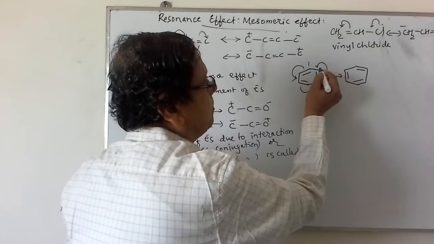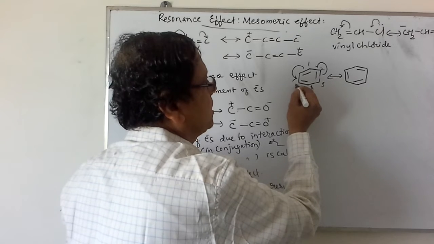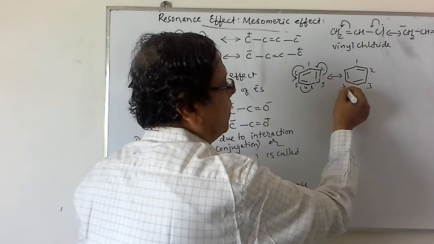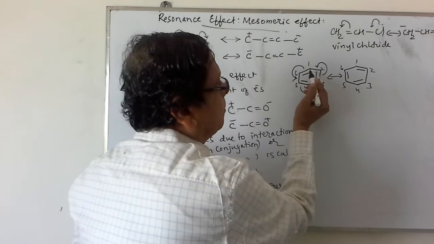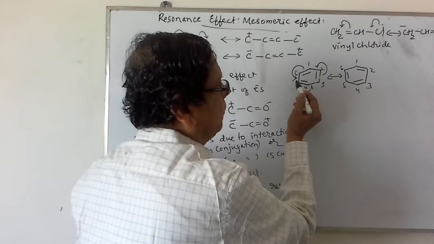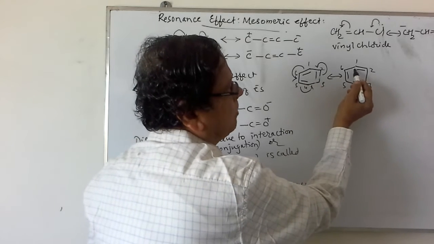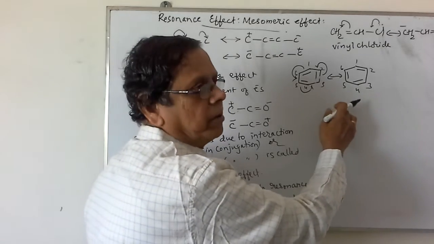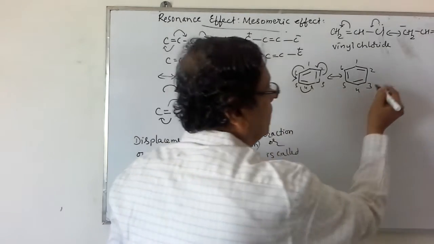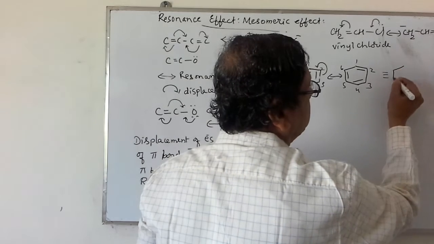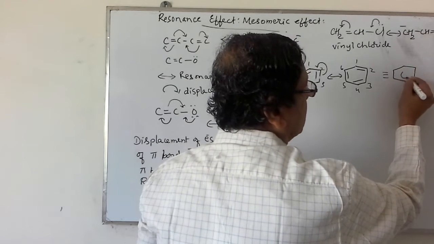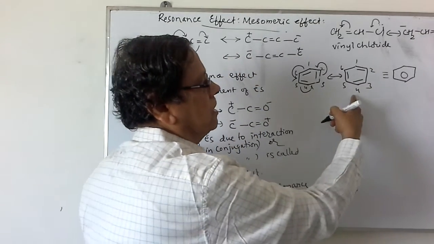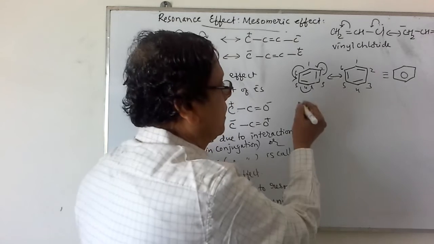Assume that this is the first carbon, second carbon, third, fourth, fifth, sixth, like this. If you write 1, 2, 3, 4, 5, 6, the double bonds are between second and third, fourth and fifth, 1 and 6. But here they are between 1 and 2, 3 and 4, and 5 and 6. So there is a change in the position of the double bonds due to resonance. And the actual resonance hybrid can be indicated by writing a circle inside this hexagon.